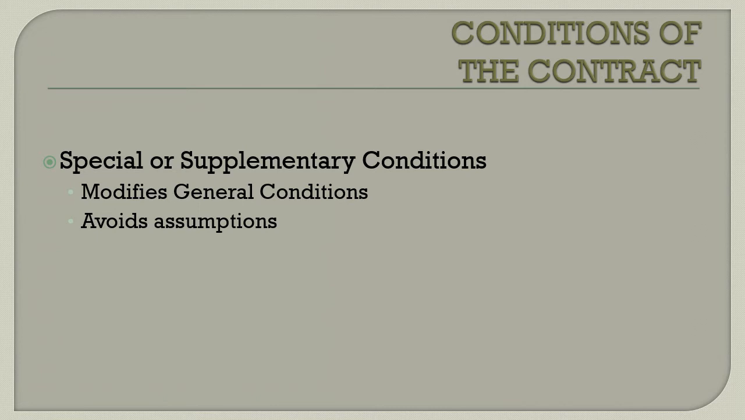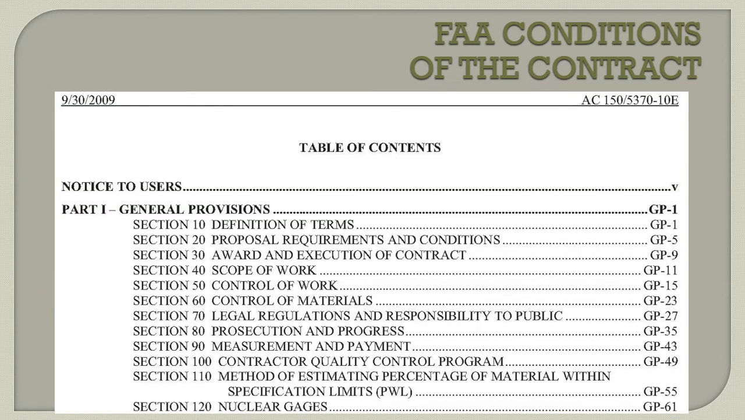So by putting it in a separate section, you are drawing the contractor's attention to the fact that you have made the change. Here, for example, is the FAA conditions of the contract. Now, this is dated September 30th, 2009, and it is version 10E. I can tell you that the latest version was issued in December of 2018, and we're now up to H. But you can see how extensive the general provisions are.